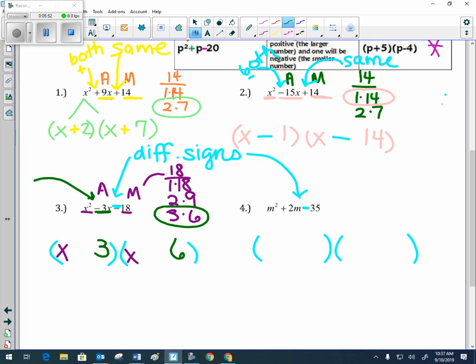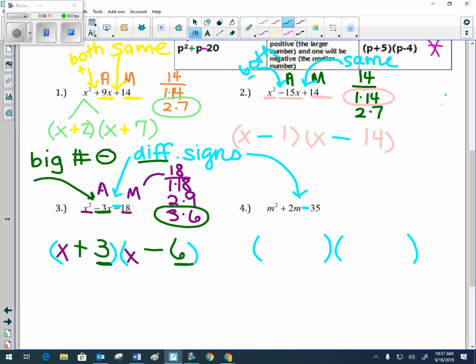This negative sign tells me that the bigger number is going to have to be negative. So I go and I take a look. What's bigger, 3 or 6? Well, 6 is bigger, so that's the negative. And if I have to have different signs, this must be the positive.